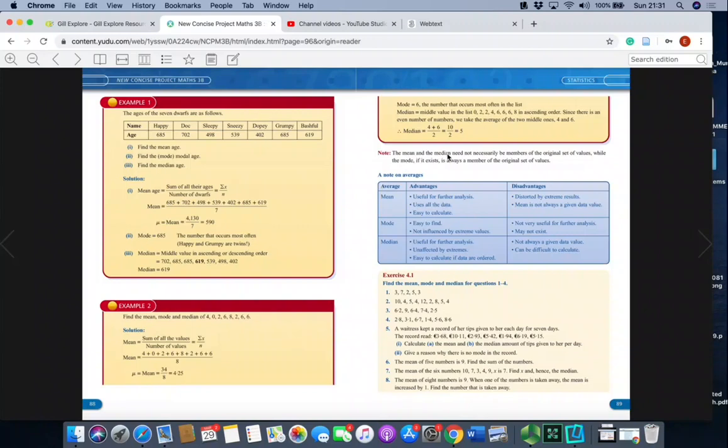Okay, so when would you use which one? Why are there 3? Well, the mean is the average. It uses all of the data and it's easy enough to calculate. You just add them up and divide by the number of numbers. Why we don't use the mean is when we have very extreme results.